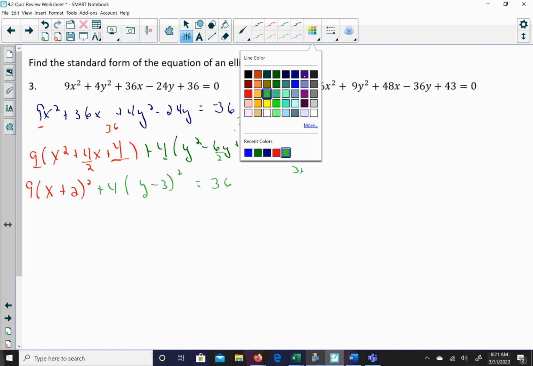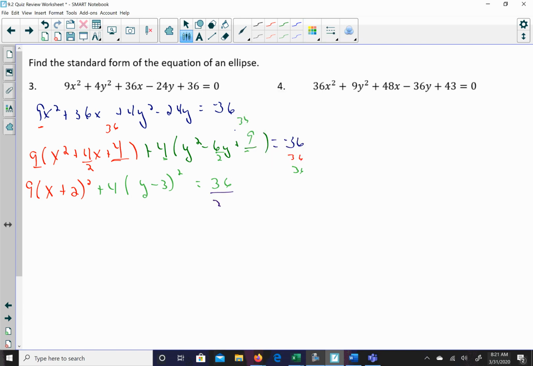Remember, these have to be set equal to 0 or equal to 1, so I'm going to divide by whatever number's over there. So I'm going to divide everything by 36. When I do that, these will simplify and I'll end up with x plus 2 squared over 4 plus, these will simplify and I'll be left with y minus 3 squared over 9 is equal to 1. And that's all they wanted me to do was write the standard form, so I am done at that point.